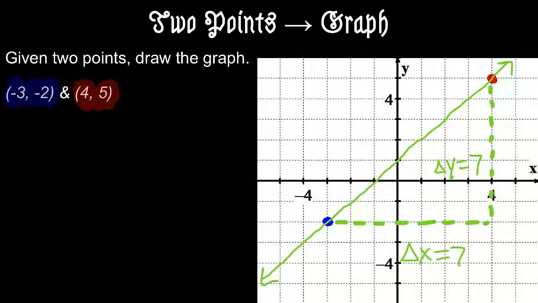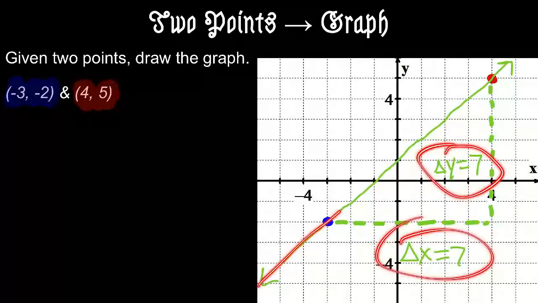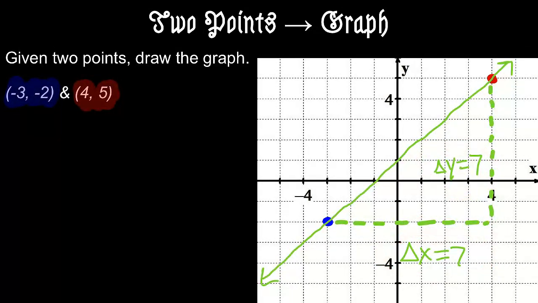So by putting in that slope triangle, it helps to make my line a little better than it might otherwise. Questions on that one?